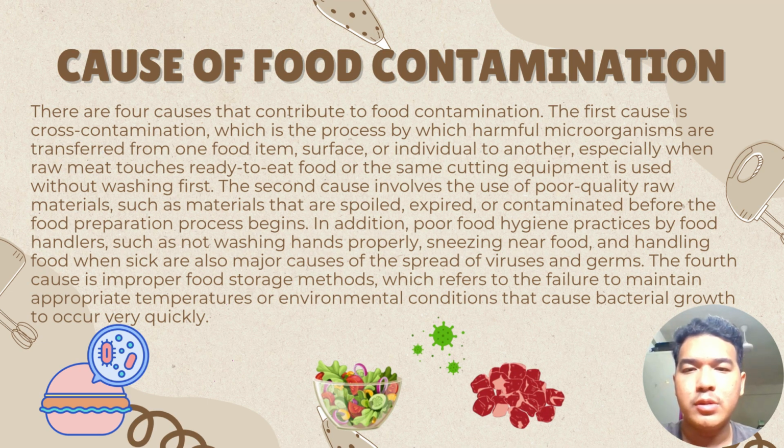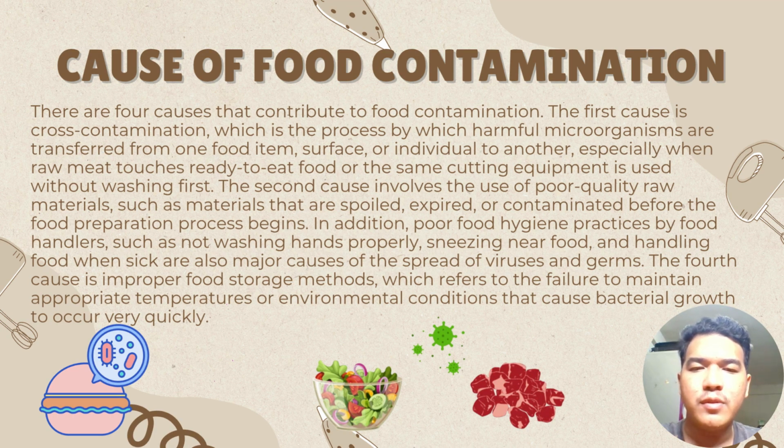Next, I will talk about the causes of food contamination. There are four causes that contribute to food contamination. The first cause is cross-contamination, which is the process by which harmful microorganisms are transferred from one food item, surface, or individual to another, especially when raw meat touches ready-to-eat food or the same cutting equipment is used without washing first. The second cause involves the use of poor quality raw materials, such as materials that are spoiled, expired, or contaminated before the food preparation process begins.